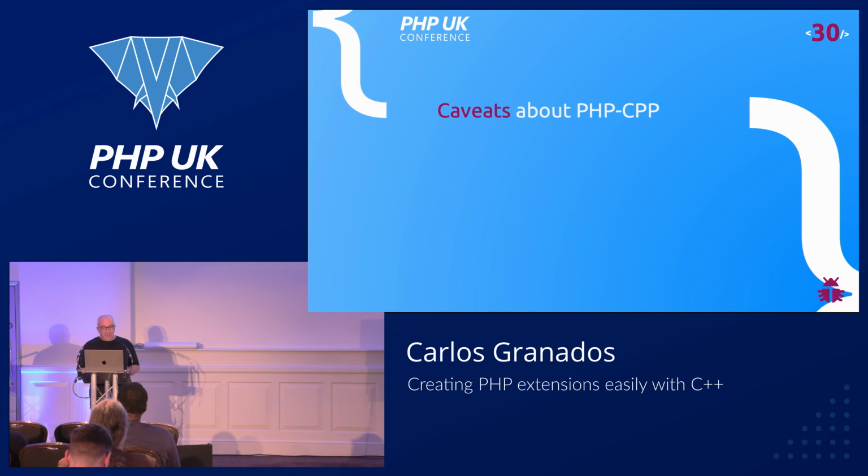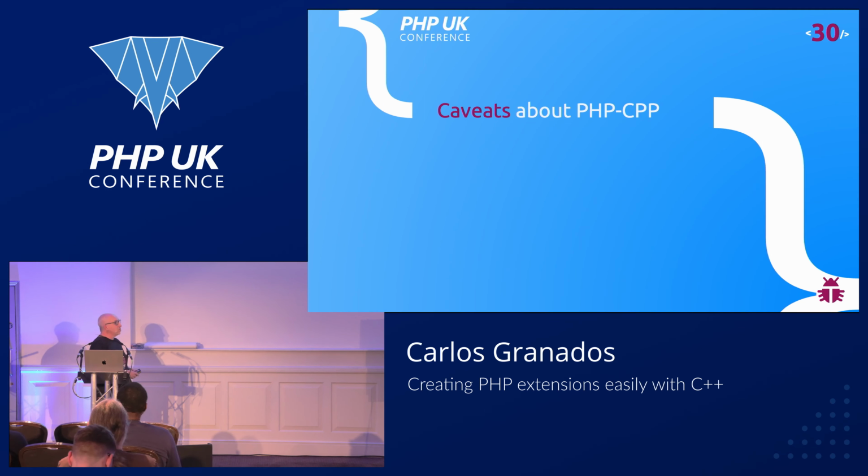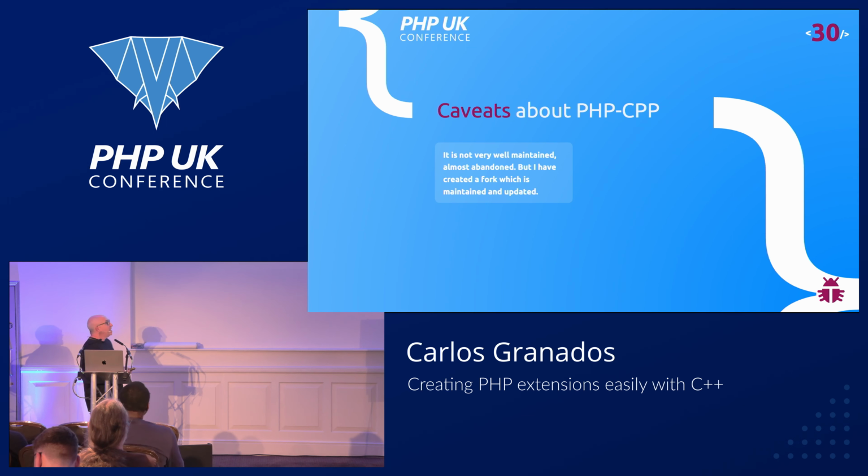So, some caveats about PHP-C++. Not everything is rosy, and this is not like the rainbow, and we are all happy, and we will live happily ever after. There are some problems with the library. I think that one of the main problems is that it's not very well maintained. It's almost abandoned. I wouldn't say fully abandoned, because from time to time they merge a pull request. But I would say that in the last 2-3 years, there's been very, very little activity in the library.